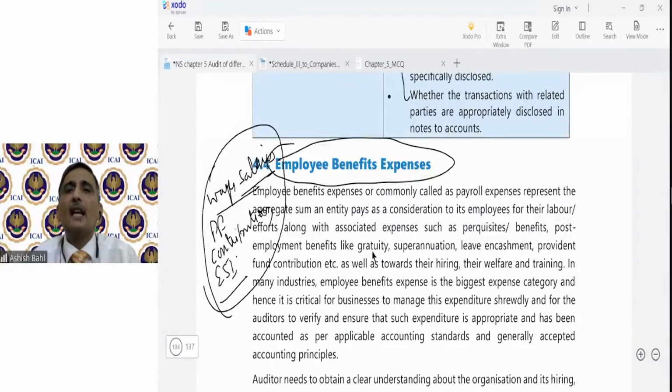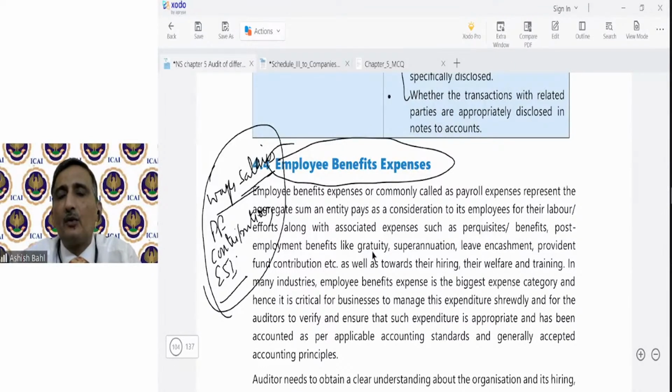So tell me, students, if you were an auditor of a company, how would you verify employee benefit expenses? Do not see from your module. Write 2-3 points which you, as an auditor, would perform to verify various assertions relating to employee benefit expenses. What steps you would take? Yes, guys. Anybody? Yes, students.